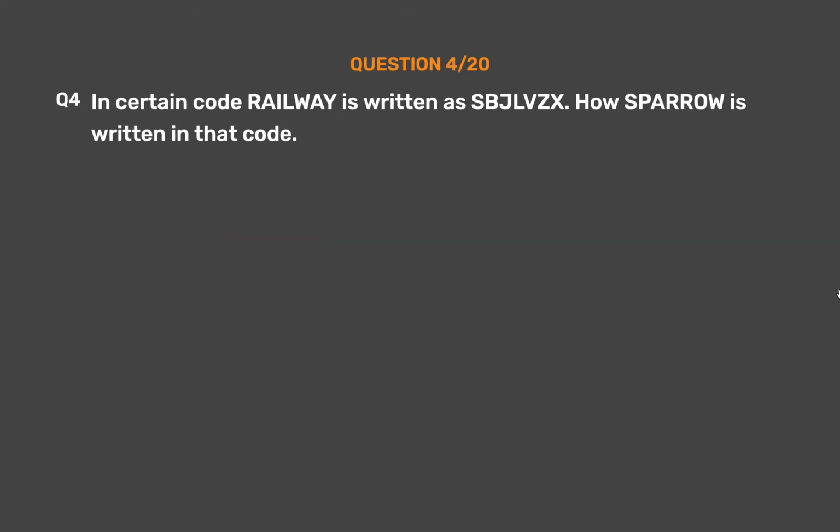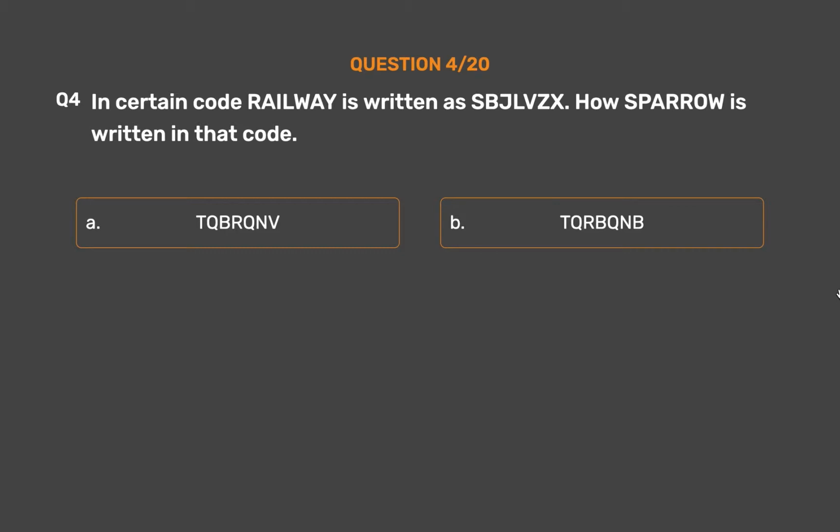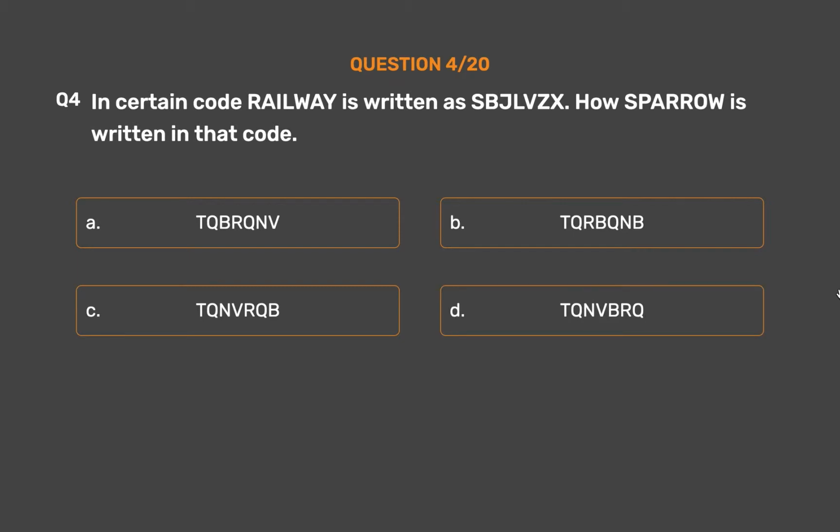Question number 4. In a certain code railway is written as SBJLVZX. How is sparrow written in that code? Option A. TQBRQNV. Option B. TQRBQNB. Option C. TQNVRQB. Option D. TQNVBRQ. Option E. None of these.